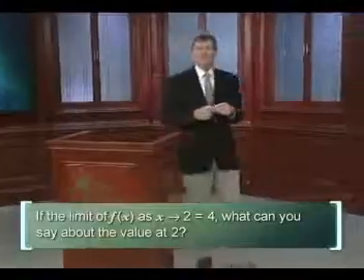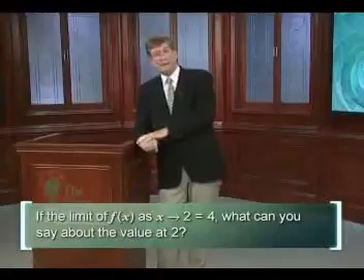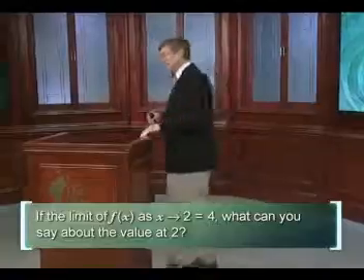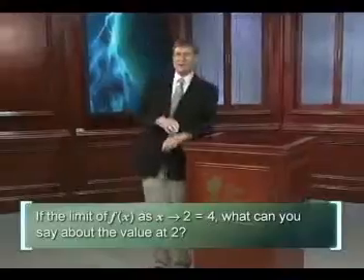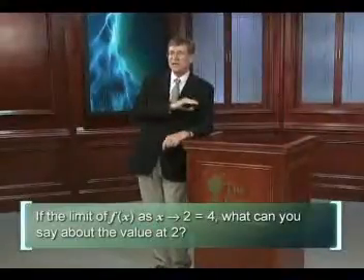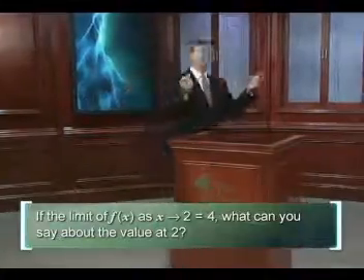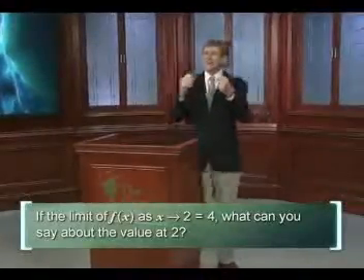And then I ask a reverse question. Suppose you know the limit as x approaches 2 is 4. What can you say about the value at 2? And again, my poor students have to answer. I call on somebody, and hopefully you'll agree with the answer that you can say nothing. Just because the limit is 4 as you approach 2, that says nothing about the value at 2. In fact, it might not even be defined at 2.